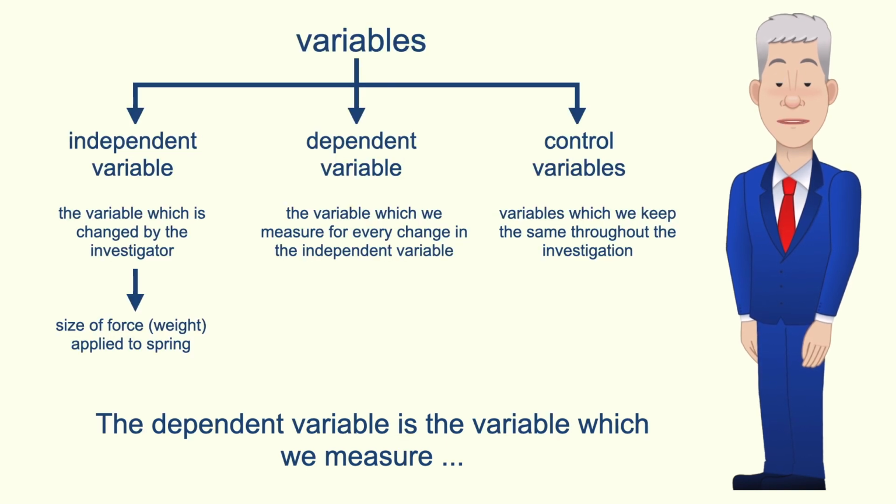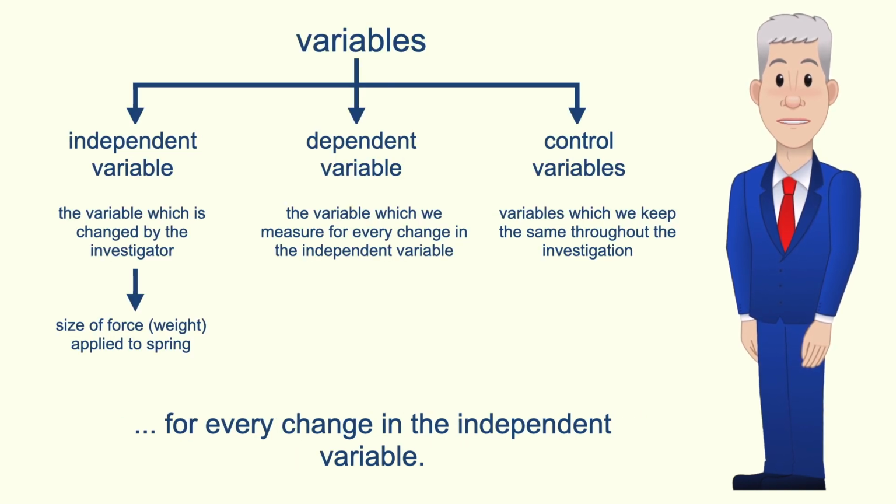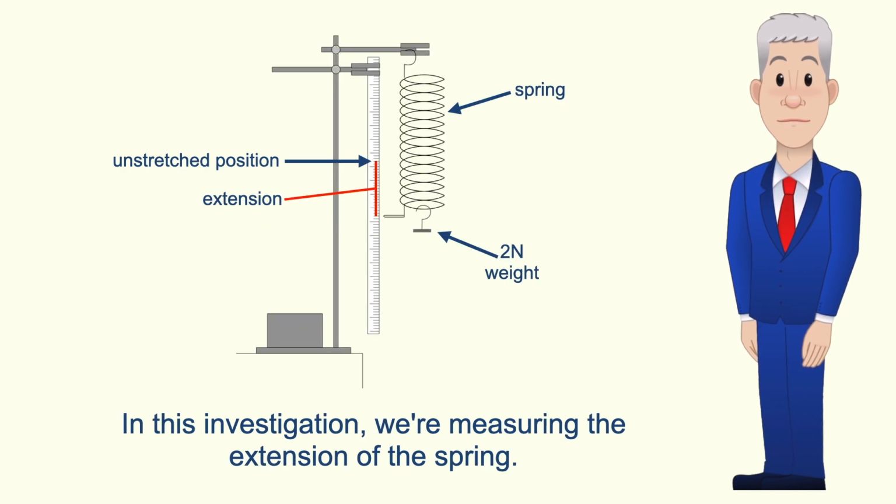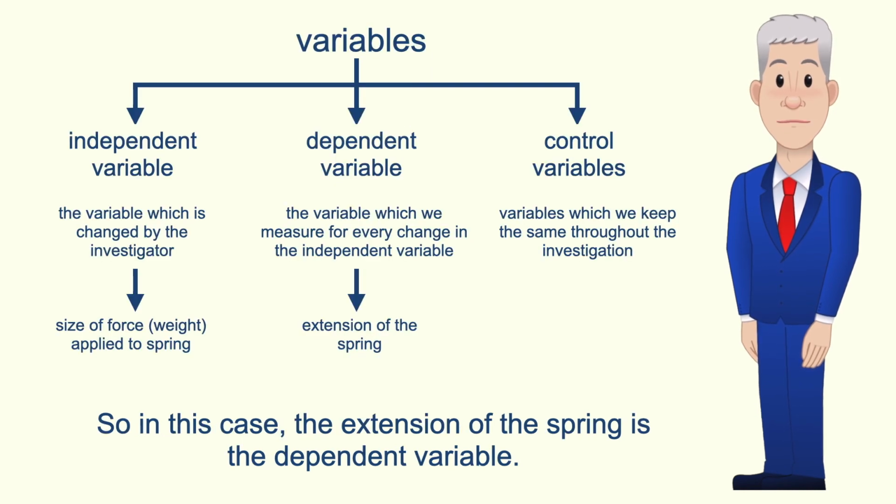The dependent variable is the variable which we measure for every change in the independent variable. In this investigation, we're measuring the extension of the spring. So in this case, the extension of the spring is the dependent variable.